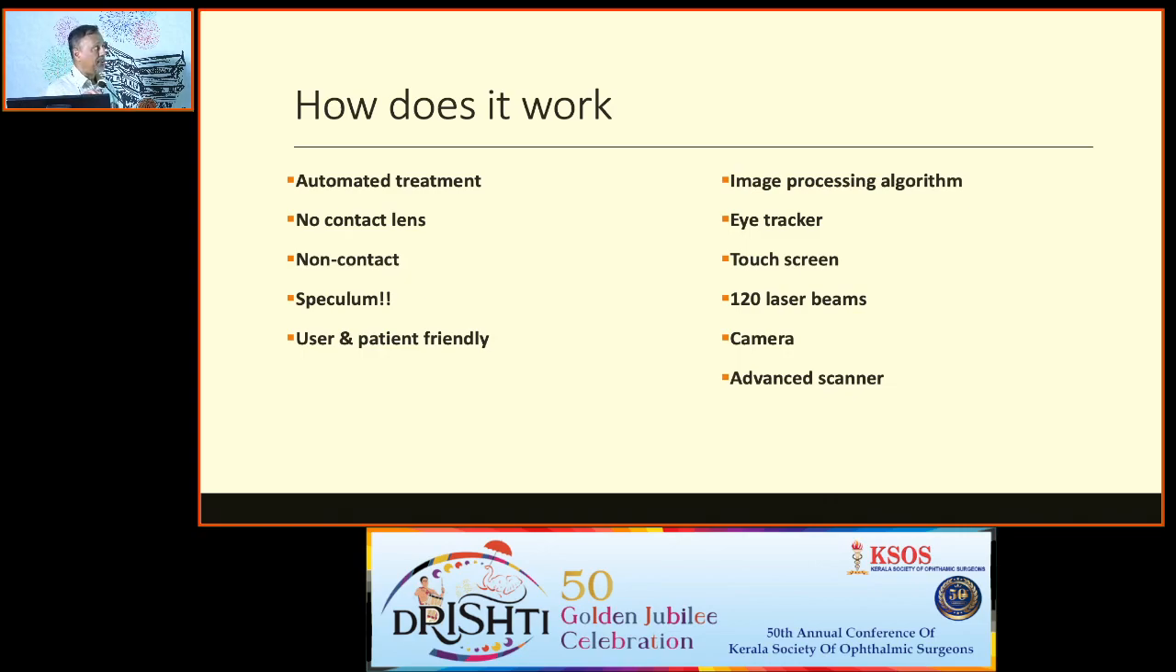The system has an eye tracker, so eye movements are taken care of. It's a touch screen. It's a very advanced scanner, so I think as a spin-off from that, you'll get better scanning technology. Oh, thank you very much. I didn't know that. Okay, and therefore, I think it is going to take over if they get their marketing right. The problem is, even though they say it is non-contact and no contact lens, you have to have a speculum, because we all know that you can't see the superior limbus if you just have a patient staring at you.